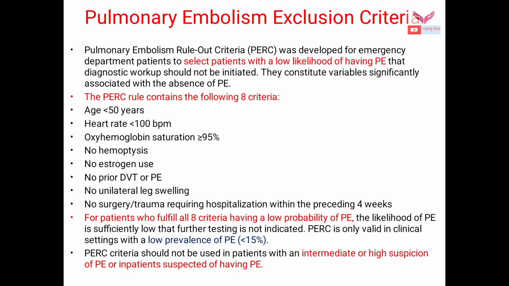But this pulmonary embolism exclusion criteria is only valid in clinical settings where there is low prevalence of pulmonary embolism, that is less than 15%. Pulmonary embolism exclusion criteria should not be used in patients with intermediate or high suspicion of pulmonary embolism.